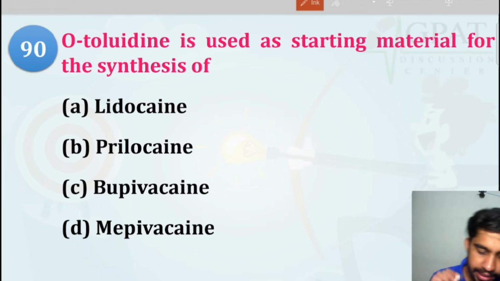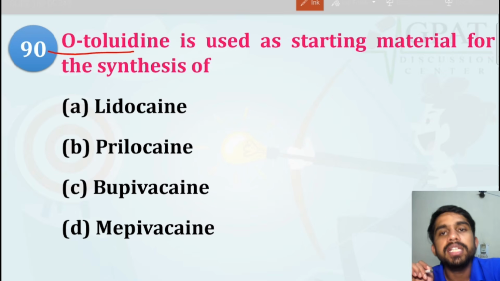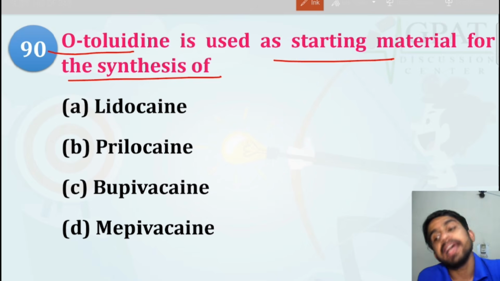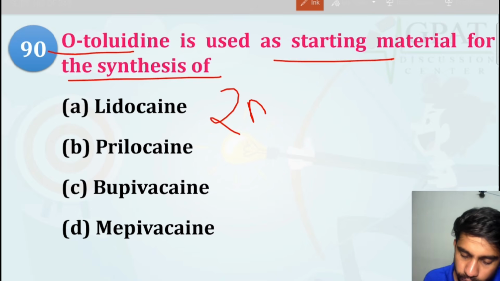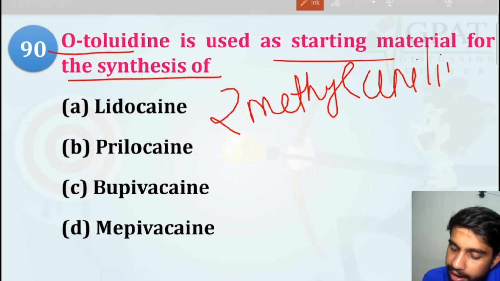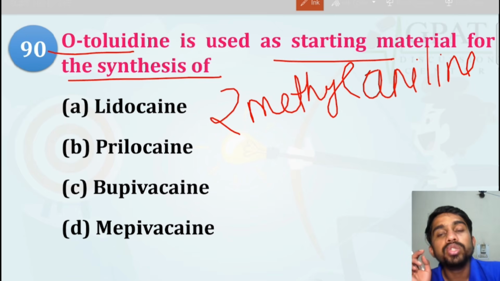Question number 90 says that O-toluidine is used as a starting material for the synthesis of what? O-toluidine is 2-methyl aniline. And this 2-methyl aniline is used in the synthesis of what?